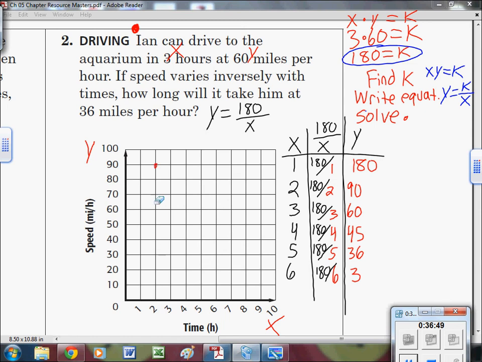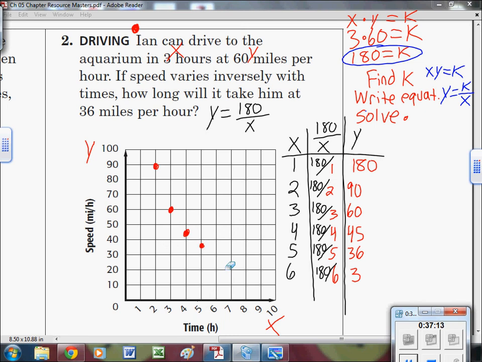Now, it's okay if it's off your graph. I normally just would not use that point, but just for fun, I'm throwing it up there. So 2, 90. So go to 2, go up to 90, put a dot there. Now 3, 60. Go to 3, go to 60. So that means if you got 3 hours, you go drive 60 miles per hour. 4, 45. If you've got 4 hours, you got to drive 45 miles per hour. Somewhere between 40 and 50.